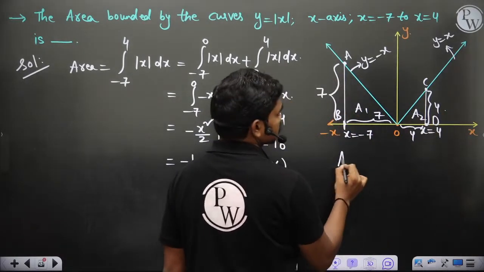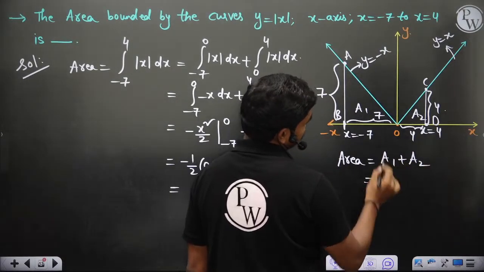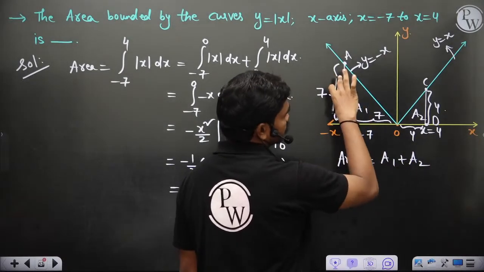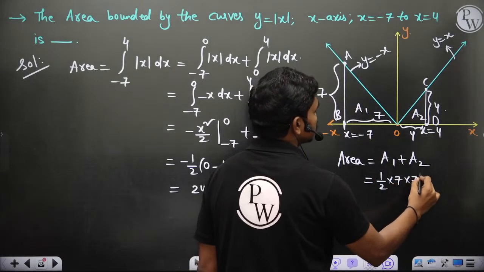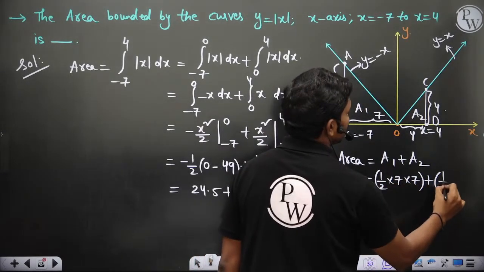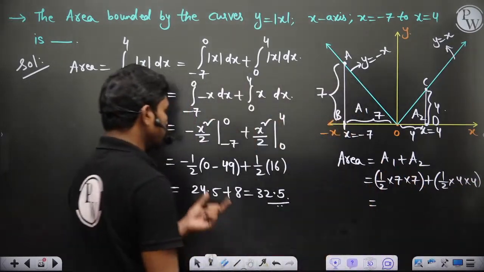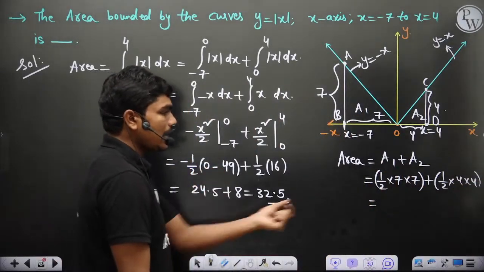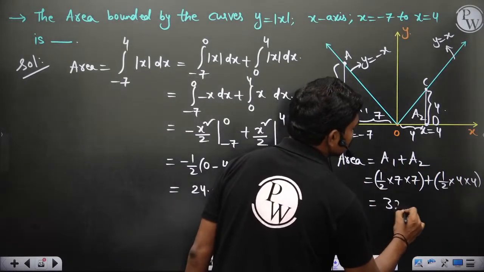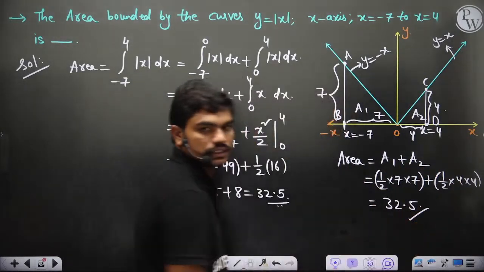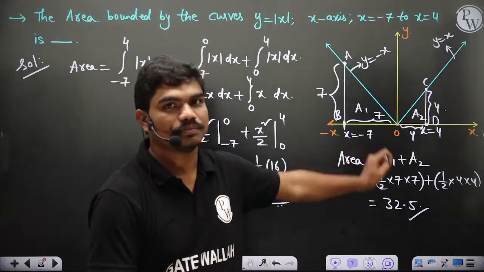So area is equal to A1 plus A2. It's a right angle triangle, of course, with equal base and height. So half into 7 into 7 plus half into 4 into 4. The first term is 49 by 2, which you got here, and the second term is 8, which is the second term of the integration, and the total value is 32.5. To do this you hardly need 1 minute if you think.